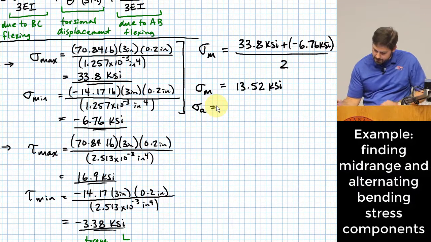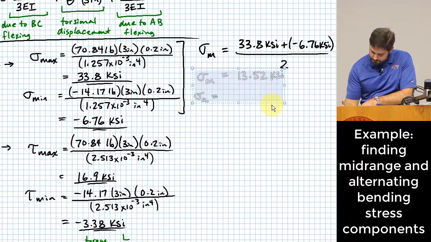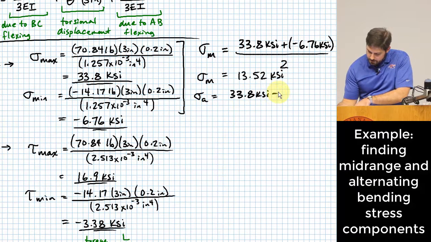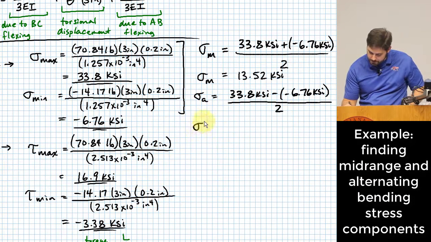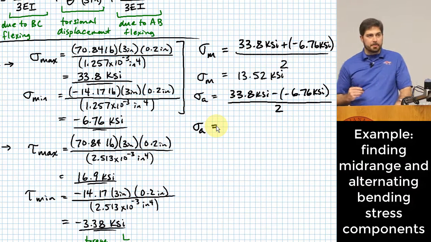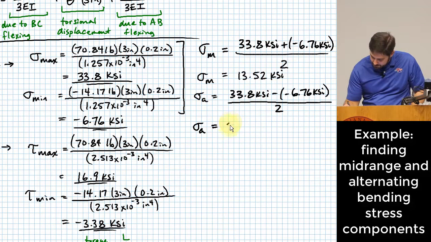What about my alternating stress? Same thing, but what do we do? Okay. Minus a minus 6.76 KSI over 2. And so my alternating component of normal stress that happens at my critical patch is going to be equal to 20.28 KSI.